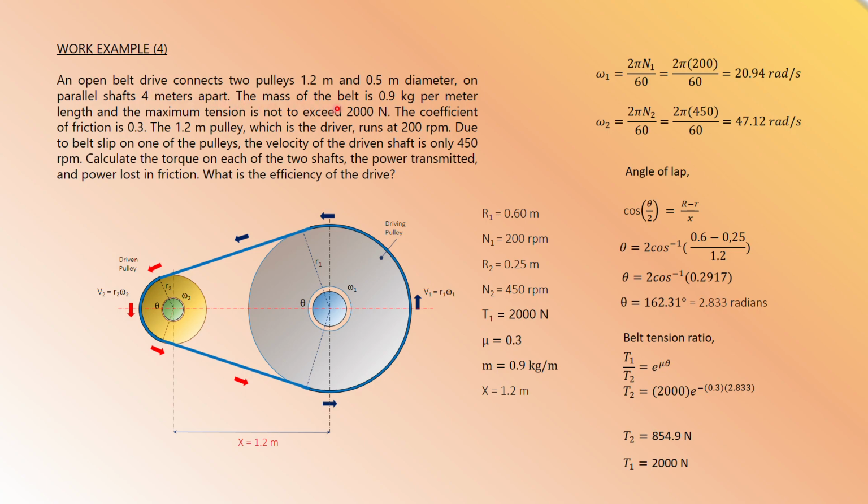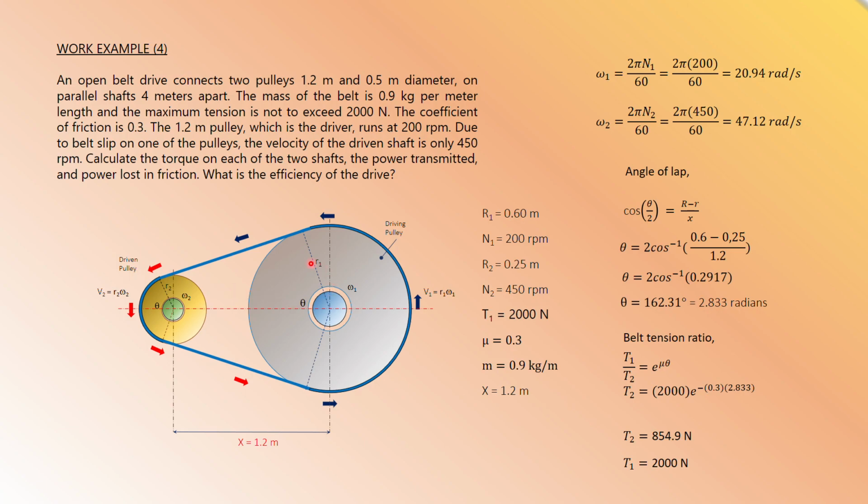Now the mass of the belt is 0.9 kg per meter length. The maximum tension, that is your T1, should be 2000 Newton. The coefficient of friction is 0.3. And the 1.2 meter pulley is the driver. You have two pulleys here, one is 1.2 meter, the other is 0.5 meter. They have said the 1.2 meter one is the driver, so I put this as the driving pulley and this as the driven pulley.